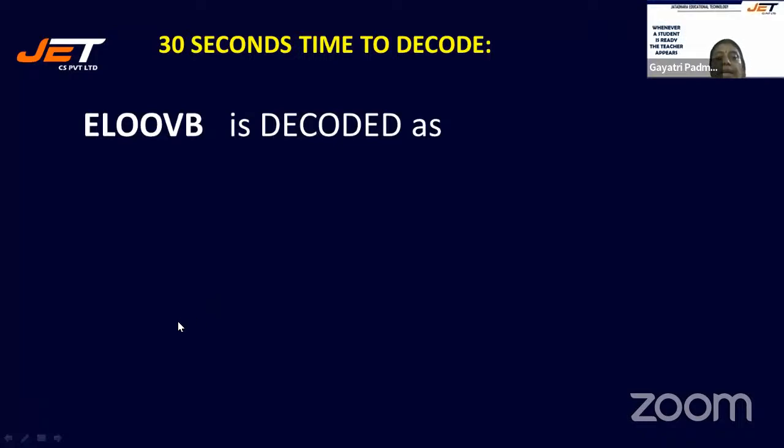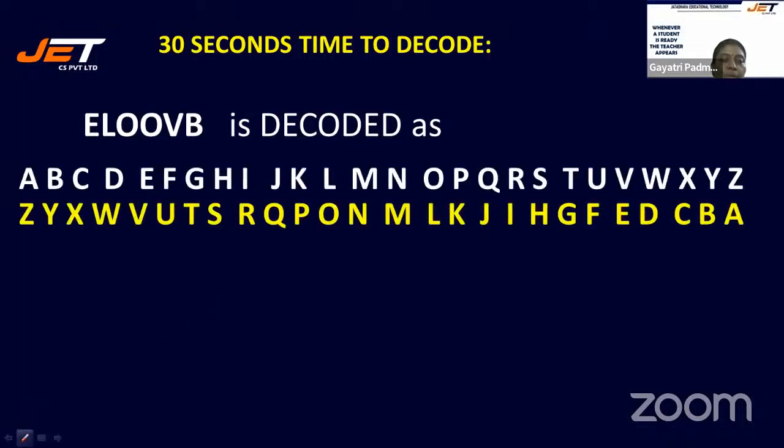We have ELOOVP. Now how do we decode this? Now you have to search here. Where is E? E is here. And where is L? L is here. And where is O? O is here. Again, O is here. Next, you have V. V is E. And you have B. B is here.